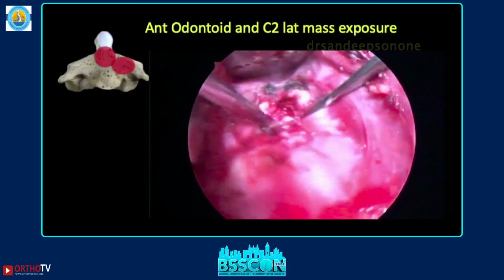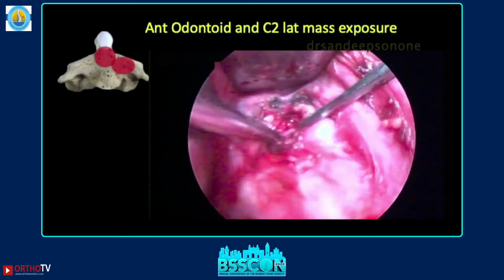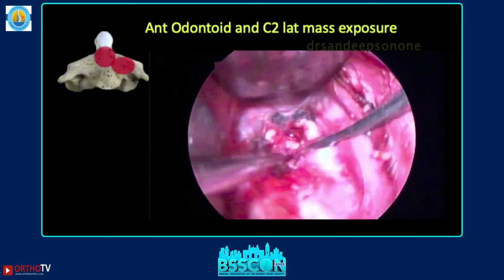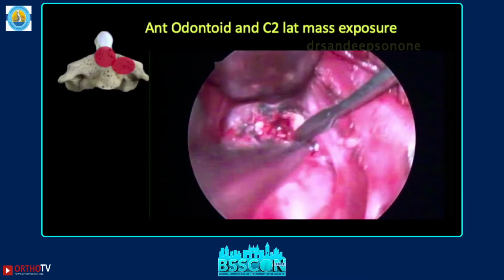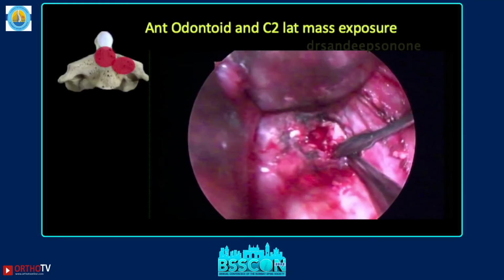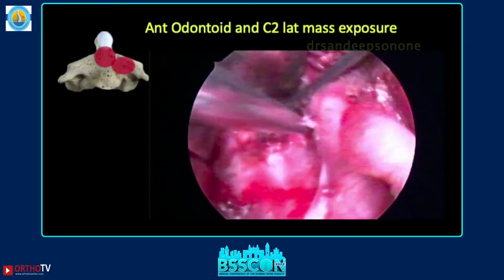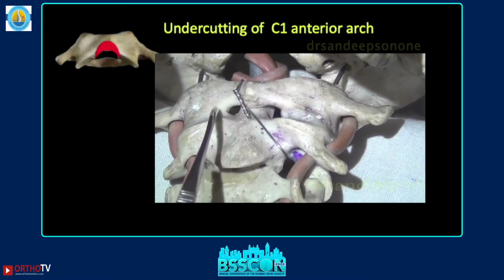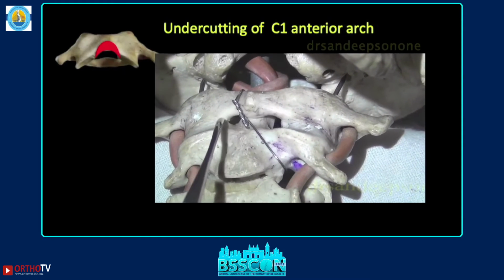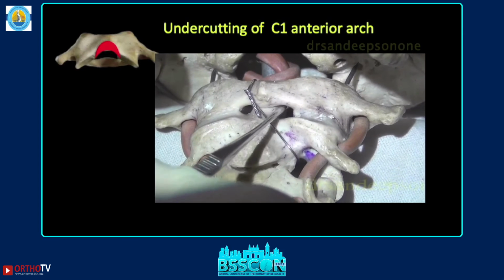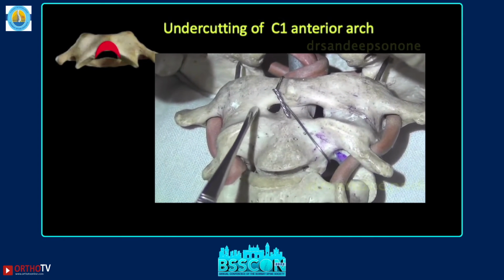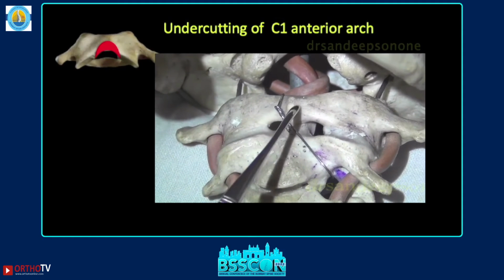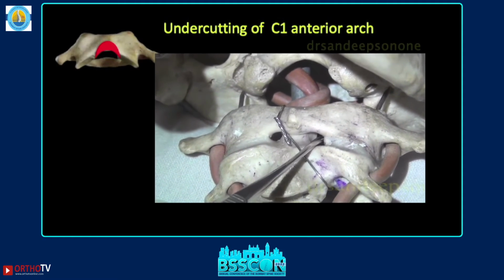Once you do that, once you expose the C2 body, then we can move proximally subperiosteally, exposing the junction of the odontoid with the C2 body. At the same level, moving laterally to expose the tip of the C2, the C2 lateral mass. The undercutting of the C1 arch is done to expose the odontoid tip or the dens.